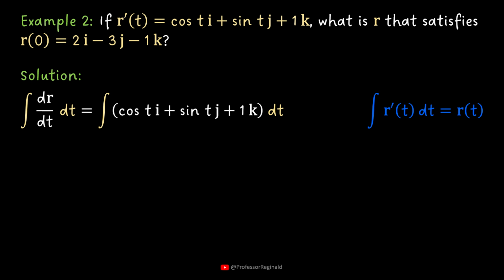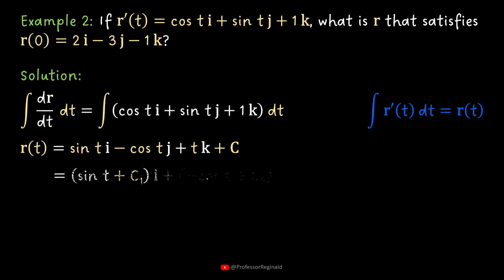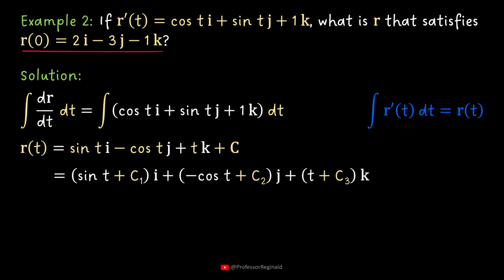Integrate each component function, and add an arbitrary constant vector. The indefinite integral can be written in the following equivalent form, where an arbitrary constant has been added to each component function. Because the given initial condition is for t equals 0, substitute t equals 0 into the indefinite integral.